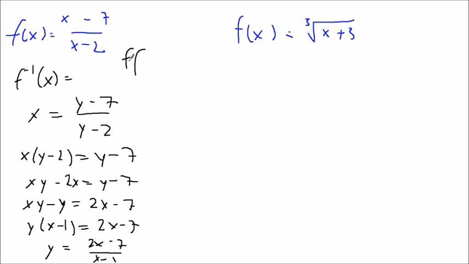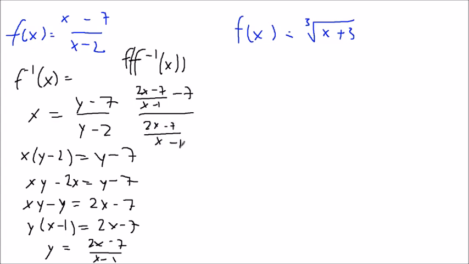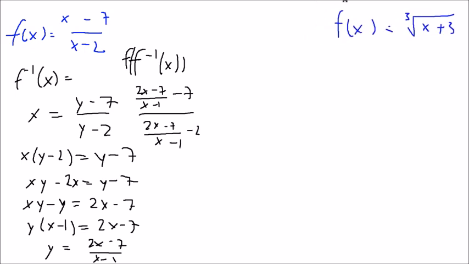So f of f inverse of x. We have f of f inverse of x right here. f inverse of x is this. So we have ((2x - 7)/(x - 1) - 7) over ((2x - 7)/(x - 1) - 2). Okay, so in order to verify this, we need to put them all under x - 1.